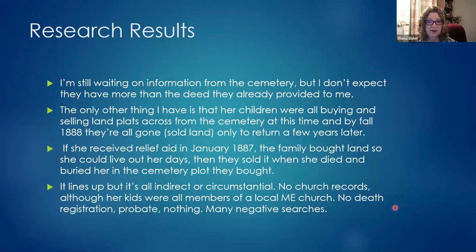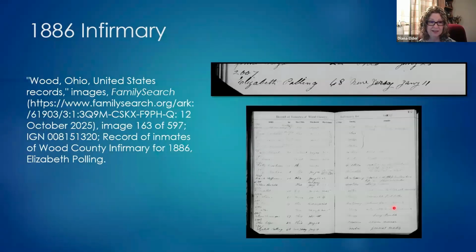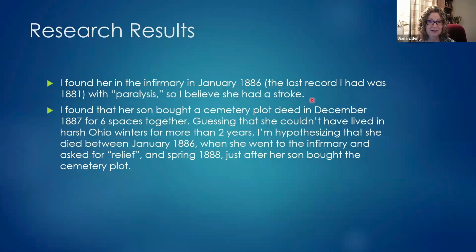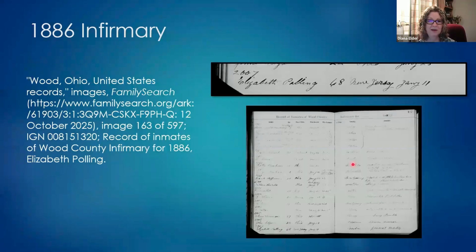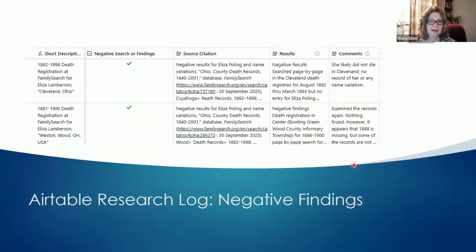It lines up, but it's all indirect or circumstantial. No church records, although her kids were all members of a local Methodist church. No death registration, probate, nothing. Many negative searches. So we've seen that there were some positive searches here with the infirmary and the cemetery deeds, but then a lot of other negative. So how do you put those negative findings in your research log? And so we're going to just look at a few screenshots of the negative findings to give you some ideas.